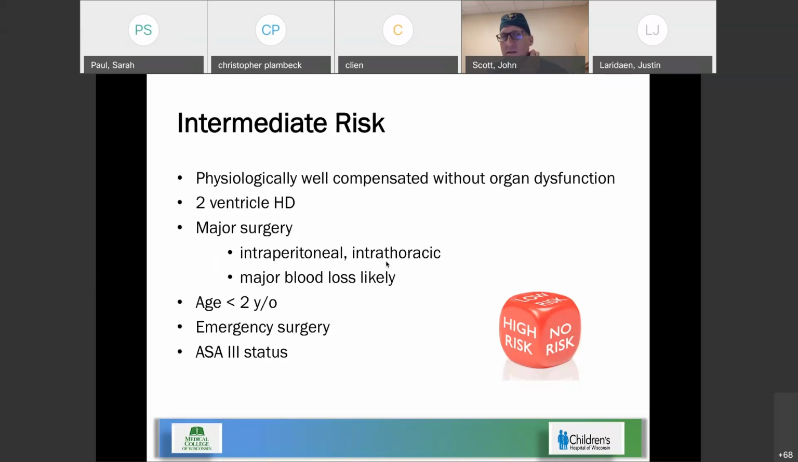Intermediate risk is the patient who is physiologically very well compensated, no evidence of end organ dysfunction, tends to have true ventricular heart disease, may be undergoing a major procedure, a spinal fusion or a major intra-abdominal procedure, where blood loss is likely, may be less than 2 years of age, emergency surgery and ASA 3 status.